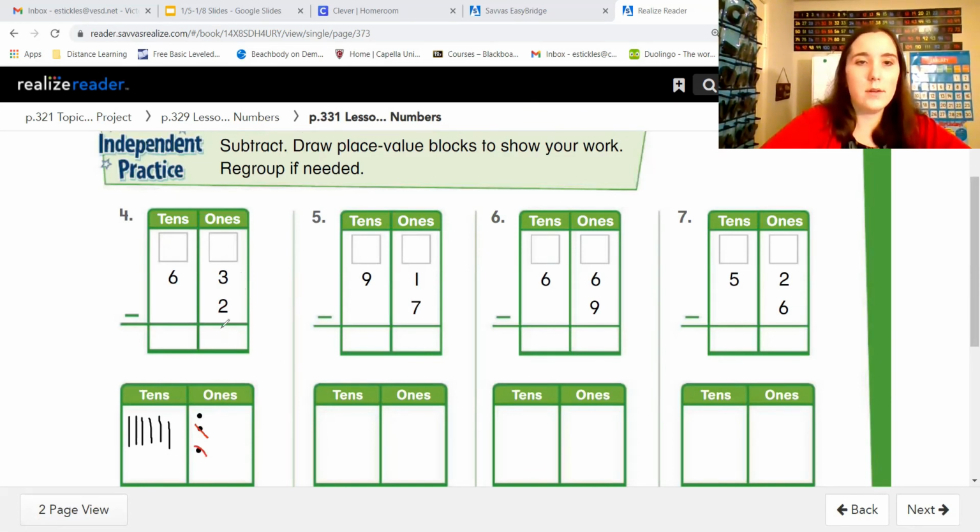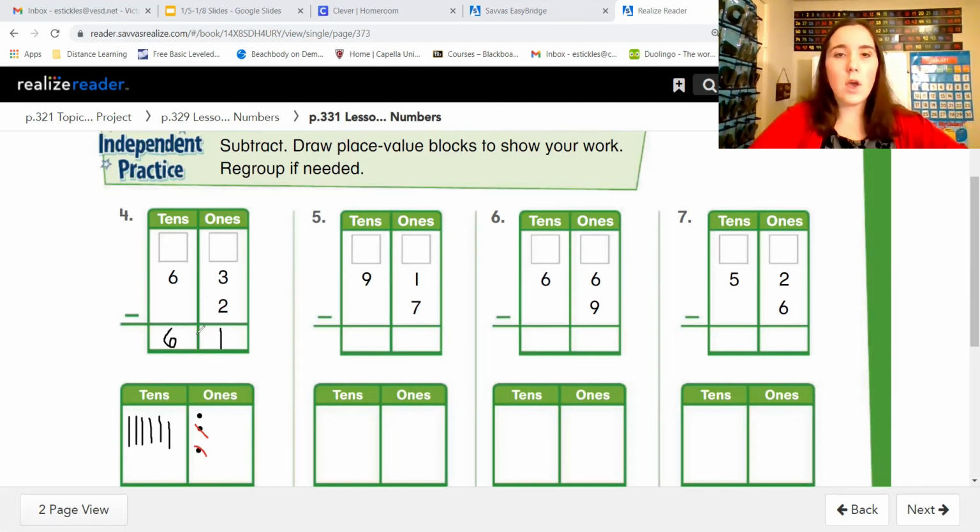I have 1, because my ones column shows 3 minus 2, which is 1. And then in my tens column, we have 6 tens minus 0 tens because we're not subtracting any. So we would still have 6 tens. So the difference, the answer for this problem would be 61.